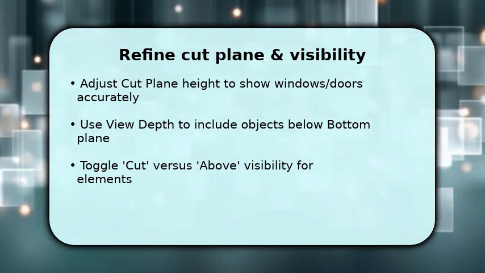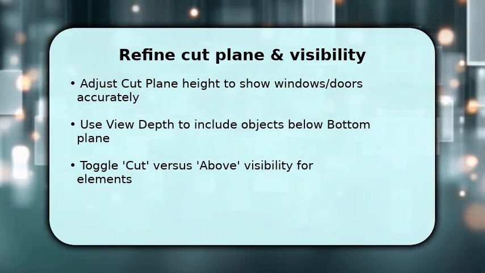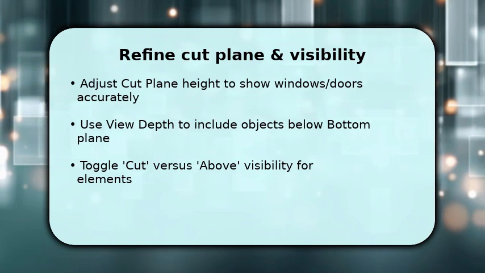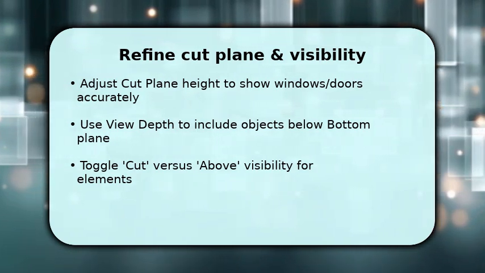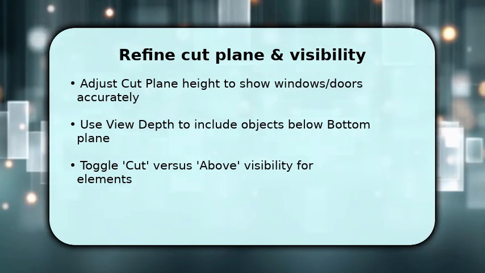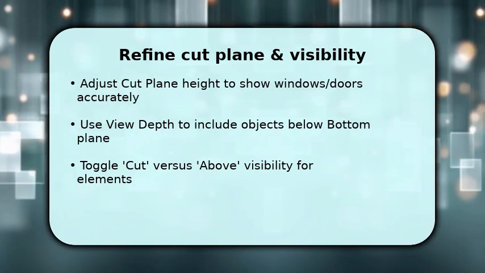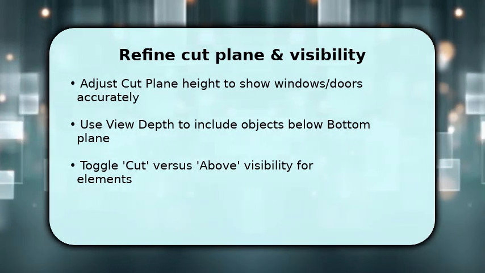Raise or lower the cut plane to capture window heads or door details. If you need elements below the bottom plane, expand view depth to include them. Also decide whether elements intersecting the plane appear as cut lines or as symbols, because that choice affects annotation and hatch display. Make sure to test with a nearby wall or window to confirm.